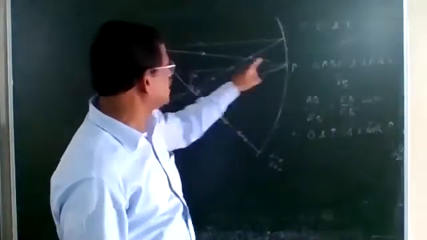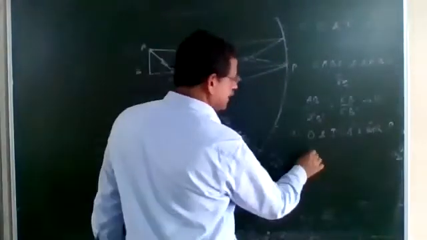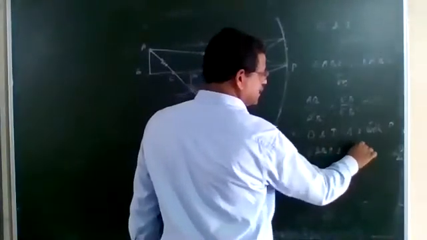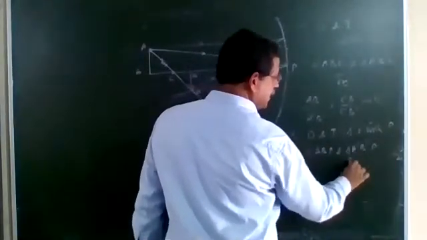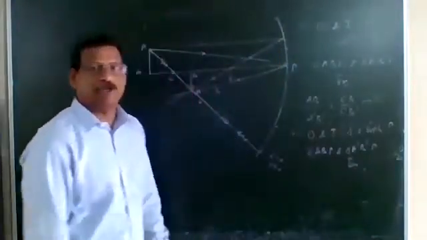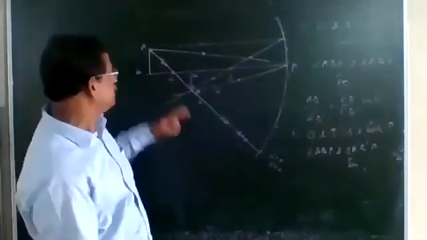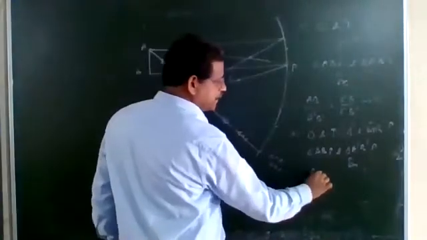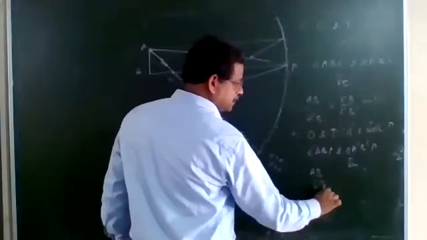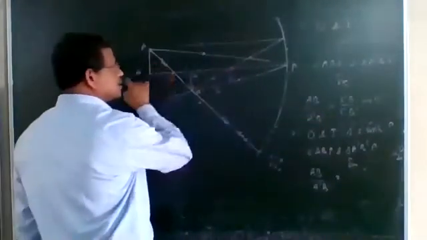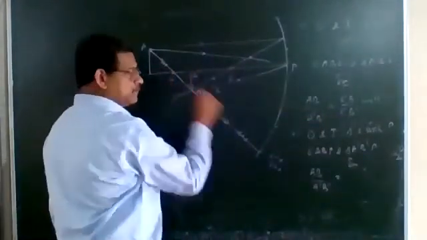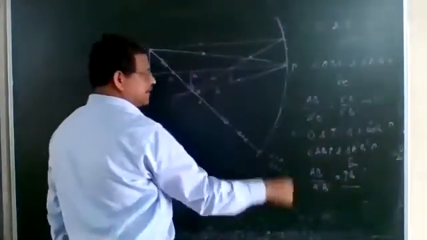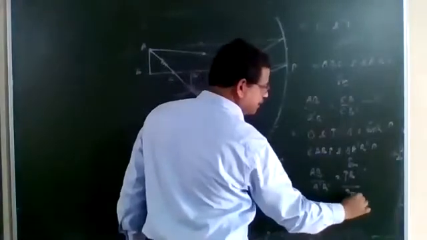Triangle AEP and triangle A'B'P are similar. Again, we take the ratio of the vertical sides, AB divided by A'B', which is equal to the horizontal side PB divided by PB'.